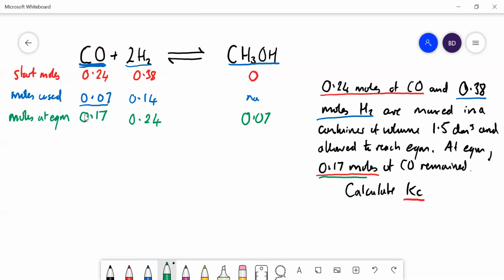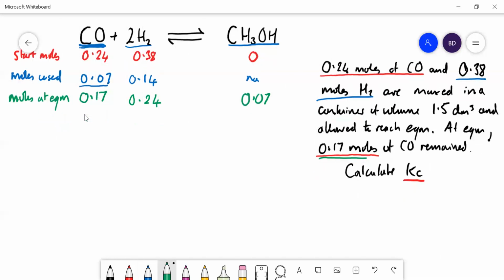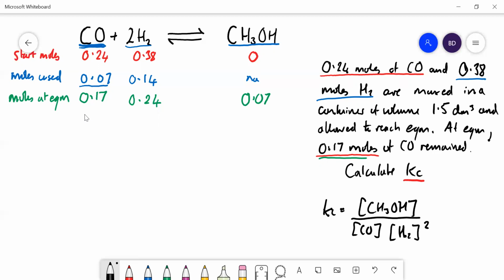We've now got our expression, and this is where we have to be a little bit careful, because we know that Kc is equal to the concentration of methanol over the concentration of carbon monoxide, over the concentration of H2 squared. Now, it's not the number of moles that goes into this equation, it is concentrations. How do we work out concentration from moles? Well, concentration is moles divided by the volume, and they do give us the volume here. Look, they give us the volume of the container.